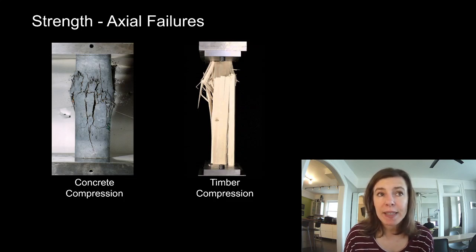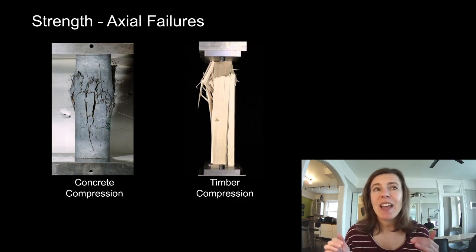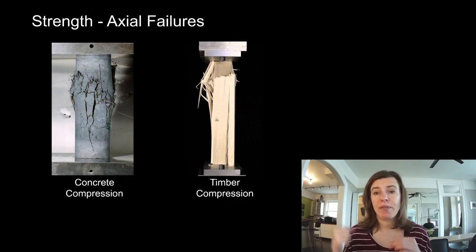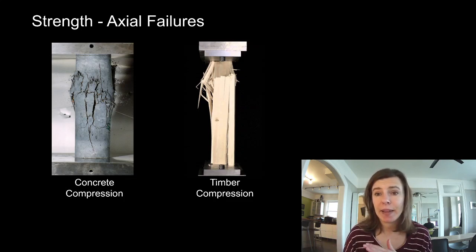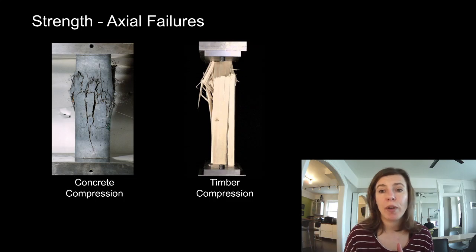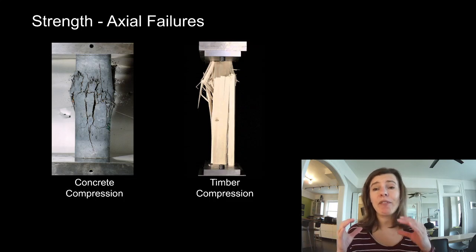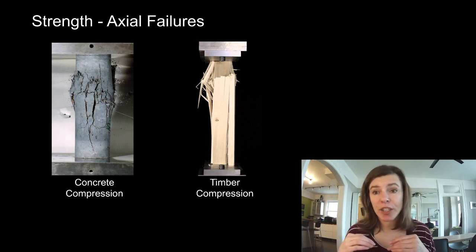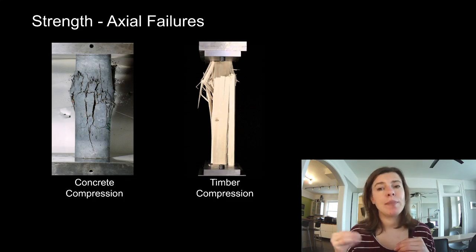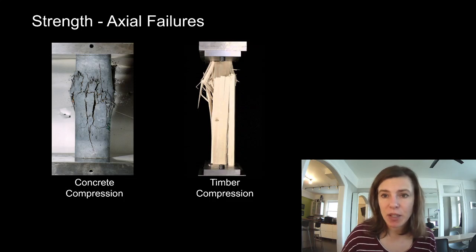One of the funny things about strength, stiffness, and stability is that one can trigger the other. If something fails in strength, it often triggers a stability failure. If something fails in stability, it can often trigger a strength failure. If something fails in deflection, it can sometimes lead to a stability failure, which then leads to a strength failure.